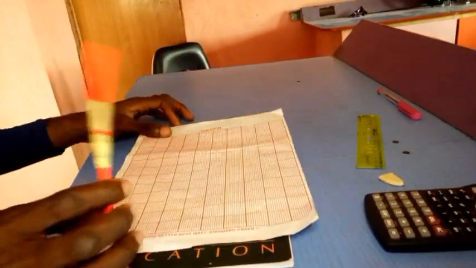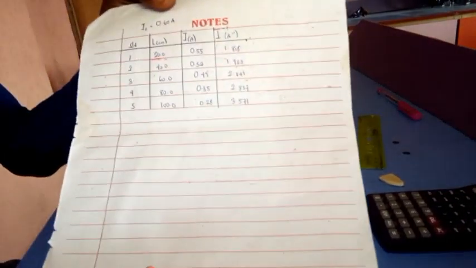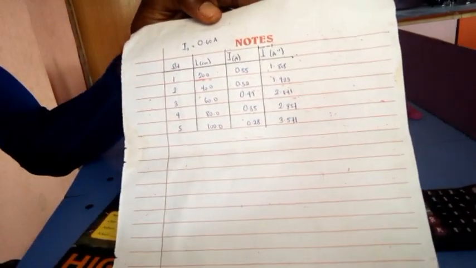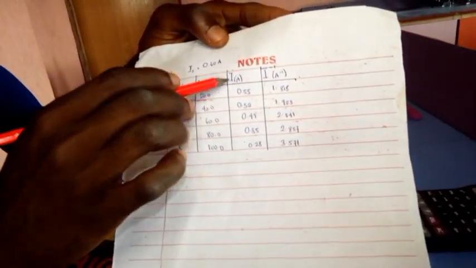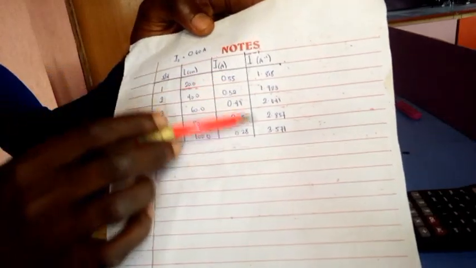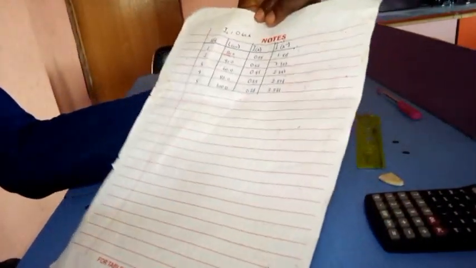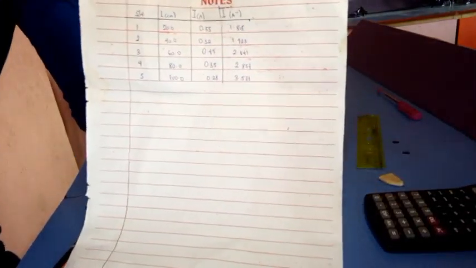So let's look at the graph now. I've copied the table here. As you can see the table now, we have just what we have on the board, our I naught, I, and then I inverse, of which the value is already on the board. So now let us choose a scale. We are plotting according to the question. We said we should plot a graph of I inverse against L.